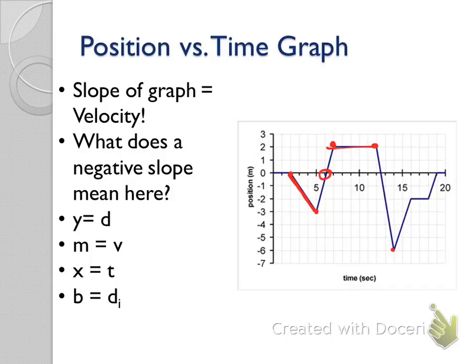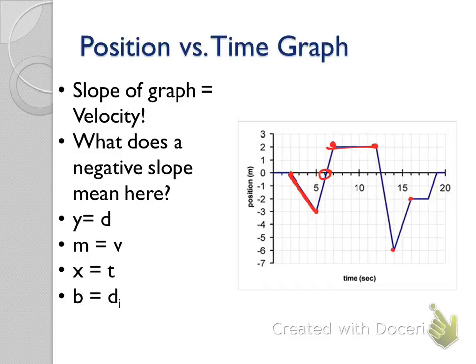If you were just comparing the speed of these two portions of time, which one would move faster, would you guess? Between this one and this one, which one is moving faster? The second one, right? The longer one. It's got a steeper slope. That means we're covering more distance in a shorter amount of time. Okay, that's what we're looking at.